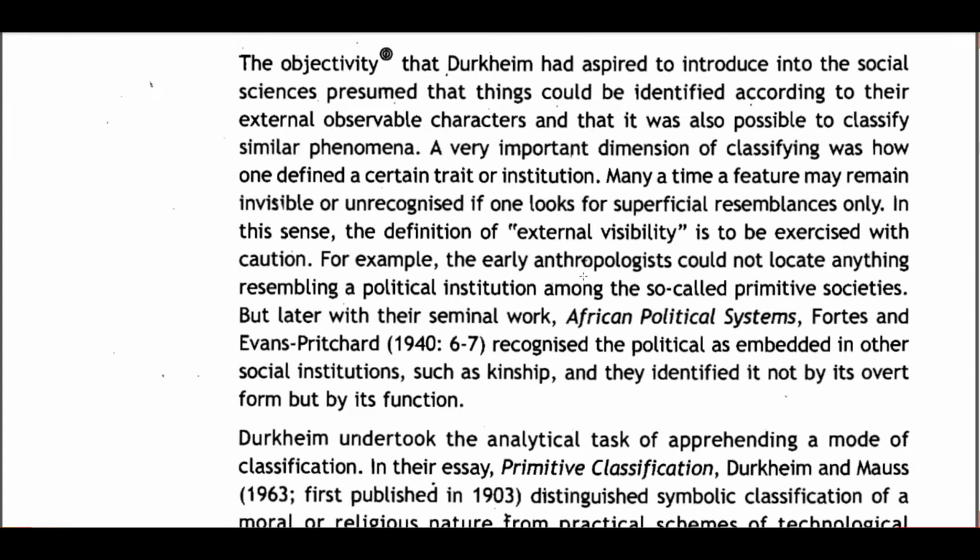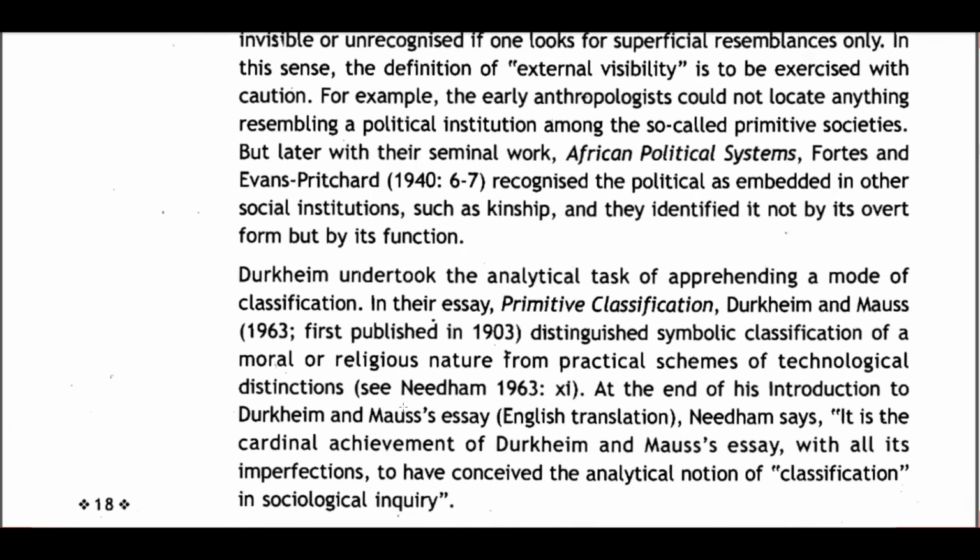For example, the early anthropologists could not locate anything resembling political institutions among the so-called primitive societies. But later, in their seminal work, African Political Systems, Fortes and Evans-Pritchard recognized the political as embedded in other social institutions such as kinship, and they identified it not by its overt form but by its function.